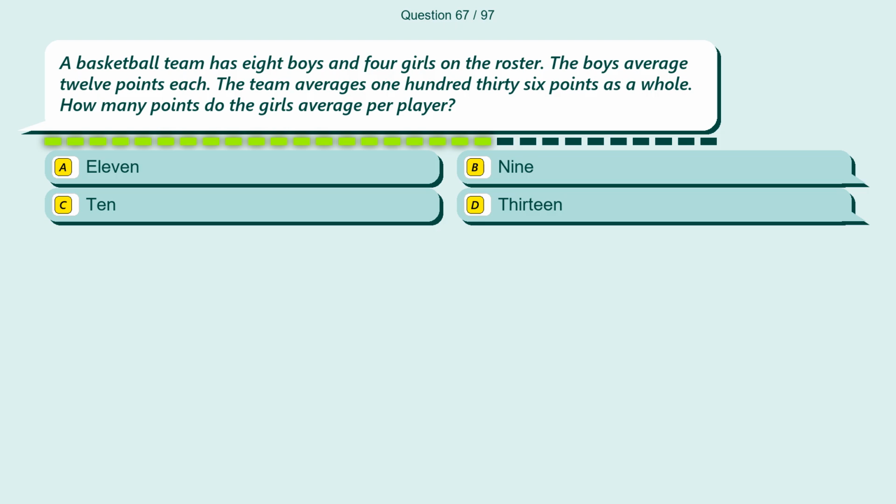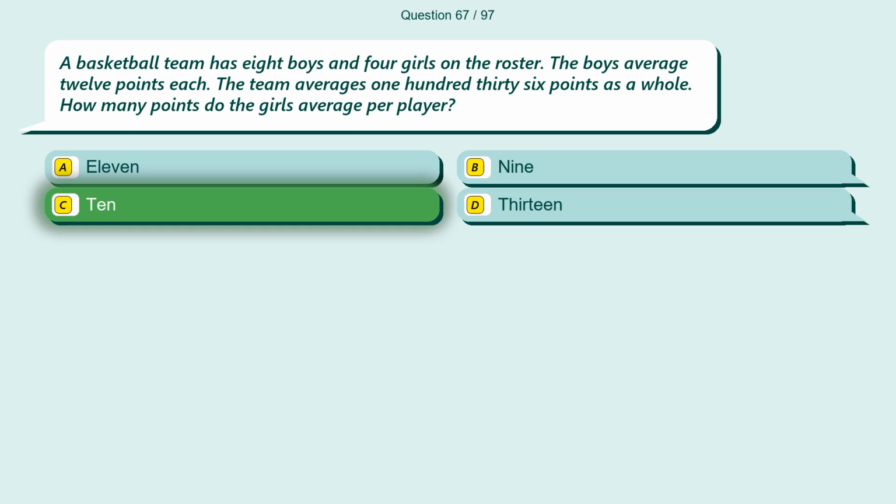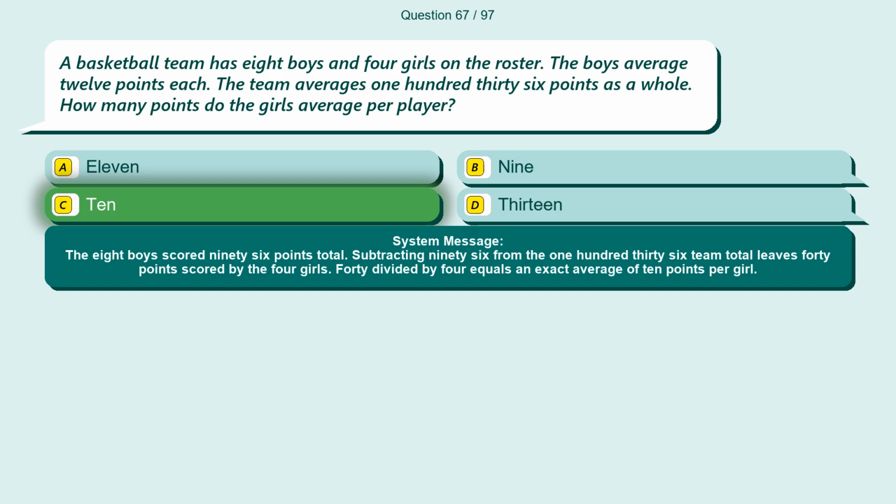Question 67. A basketball team has 8 boys and 4 girls on the roster. The boys average 12 points each. The team averages 136 points as a whole. How many points do the girls average per player? Option A, 11. Option B, 9. Option C, 10. Option D, 13. The correct answer is option C, 10. The 8 boys scored 96 points total. Subtracting 96 from the 136 team total leaves 40 points scored by the 4 girls. 40 divided by 4 equals an exact average of 10 points per girl.